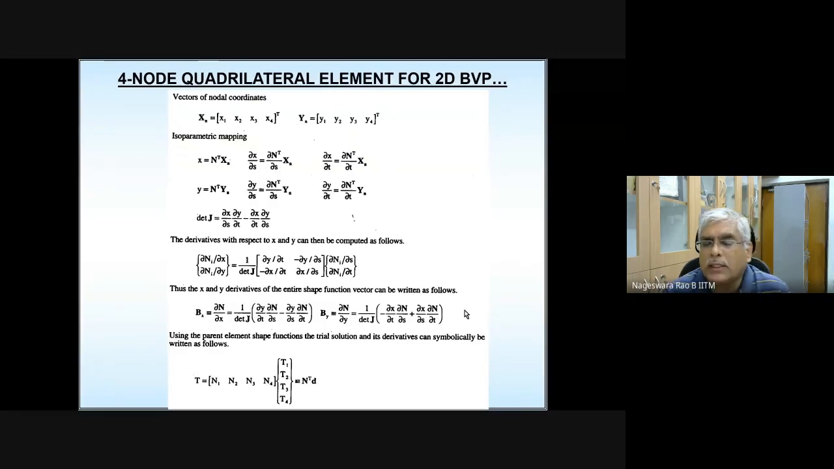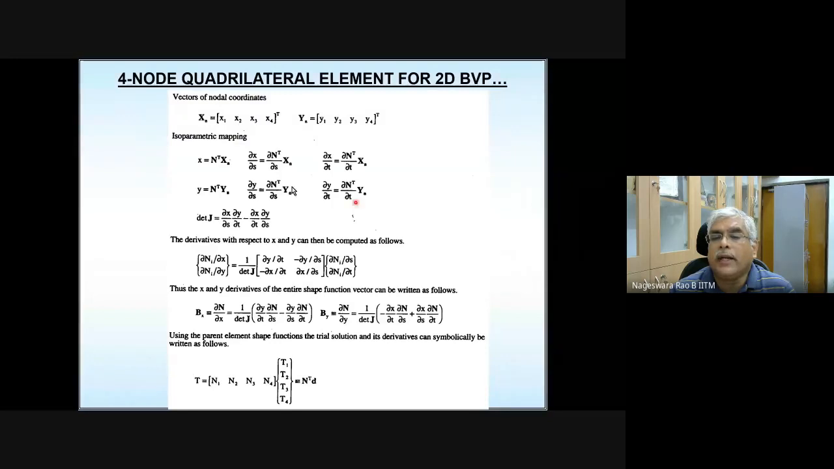So there is not much to explain or to teach as we go further, except that you need to put in your effort. All the nodal coordinates of this 4-node element, the x coordinates, are stored in the vector xn, and the y coordinates are stored in the vector yn. Then x as a function of s and t, instead of writing x equal to sigma Ni xi, can be written as N transpose xn, and y is equal to N transpose yn.